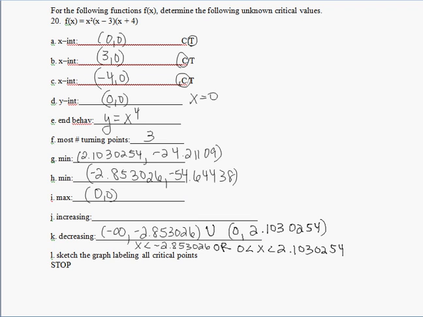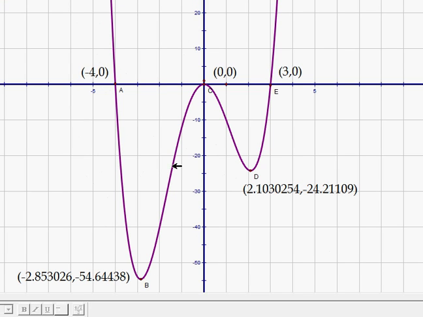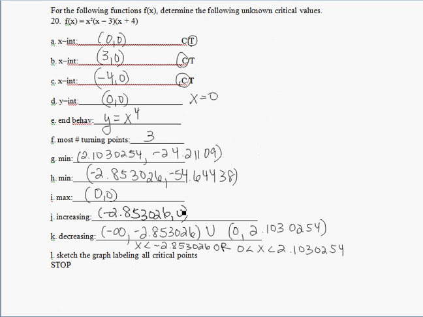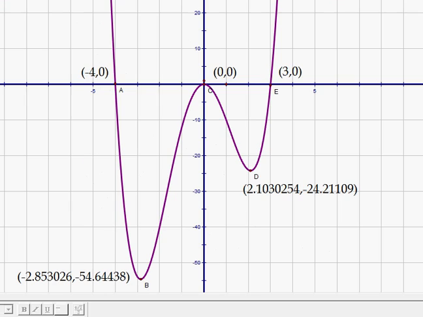So my first increasing interval goes from this value to this one here, so from negative 2.85 to 0. And I can write that over here as negative 2.853026 is less than x is less than 0. Or, and then my next interval, this is going up over here, so 2 point something, out to positive infinity.